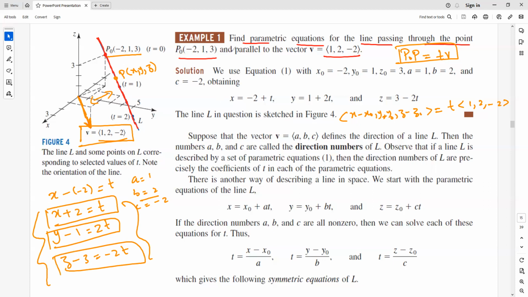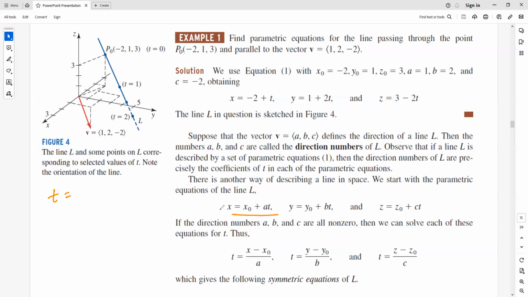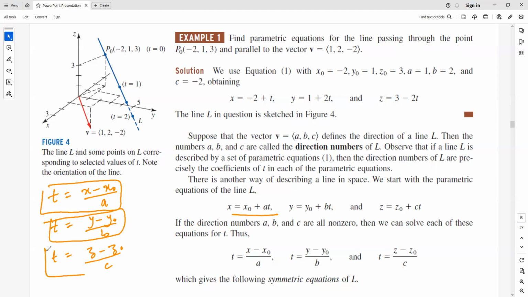And we can also write it this way, that t equals x minus x naught over a. Again, t equals y minus y naught over b, and t equals z minus z naught over c. So if these all are equal to t, therefore these all will be equal, because every component is equal to t. It means that all these components are equal. So I can write it in this way.